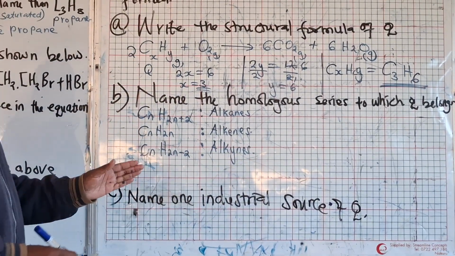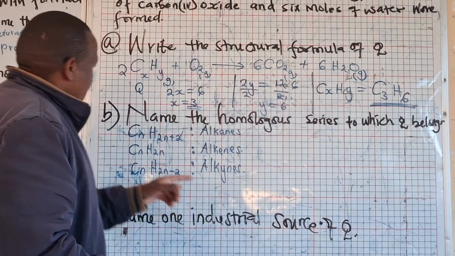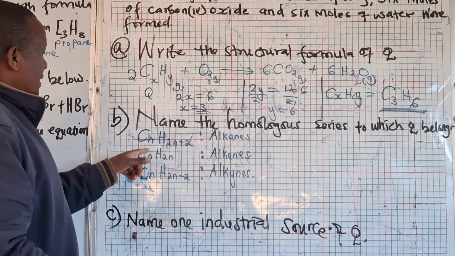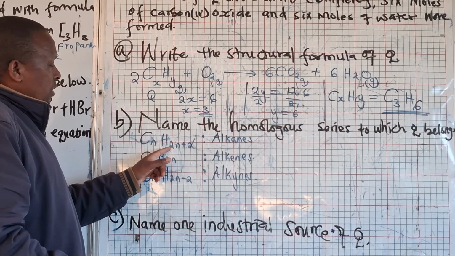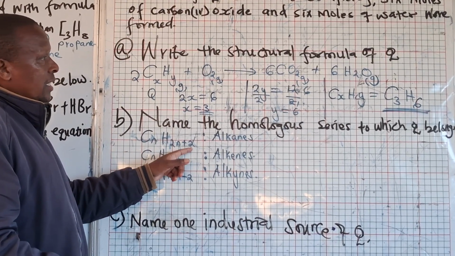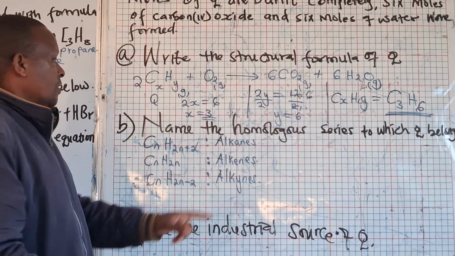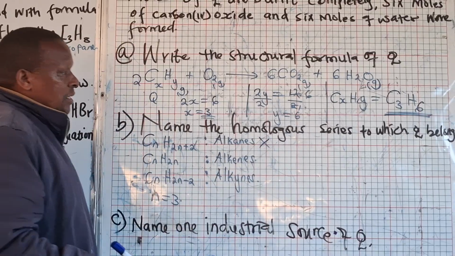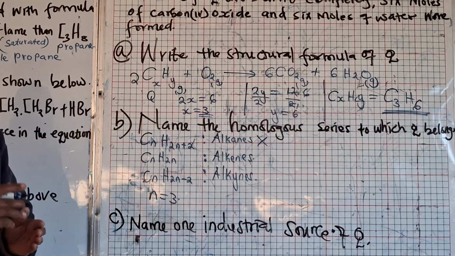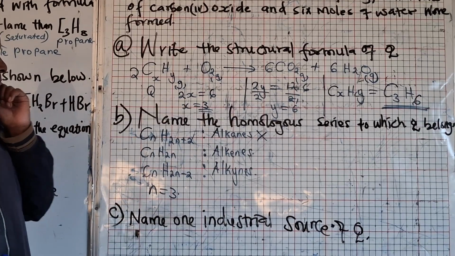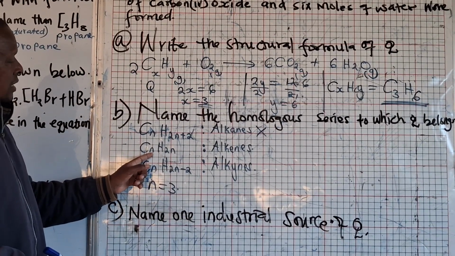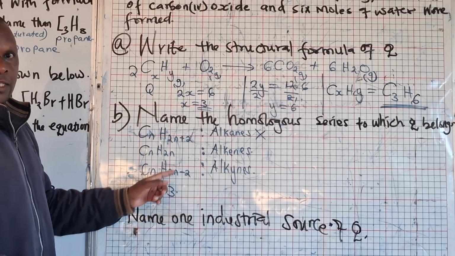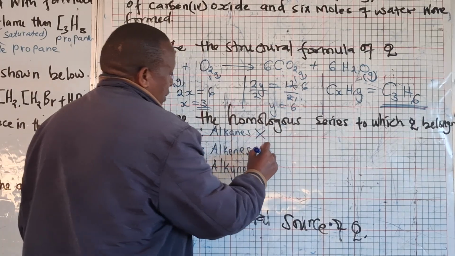Now let's see. Our organic compound is C3H6. Does it conform to the first series, whereby n is equal to 3? No. Is it C3H2n plus 2? 2 times 3, 6, plus 2, 8. Is it C3H8? No. Remember, n is equal to 3, so it is not conforming to this. So that one is not qualified. Using the formula there, C3H2n, 2 times 3, 6. Is it conforming? Yes. So this one is correct.